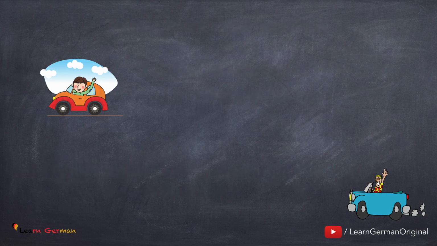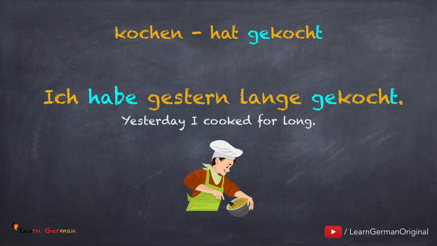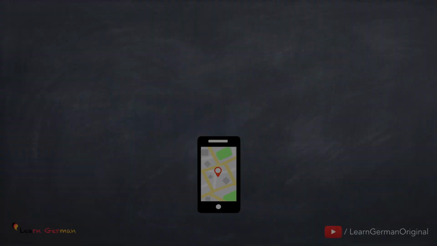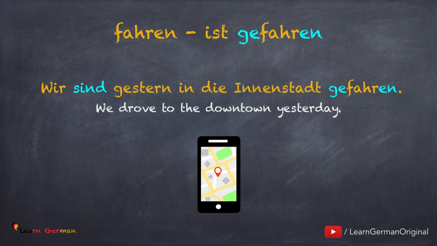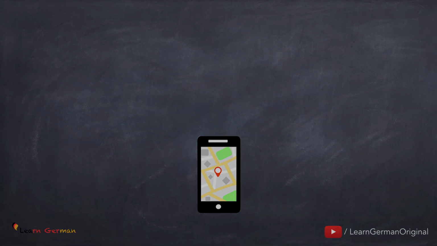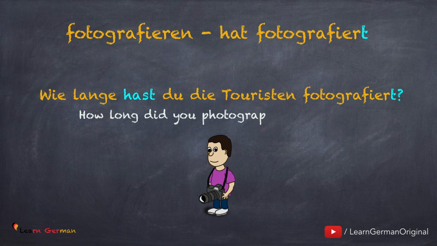Now let's learn how to form the Partizip II of various verbs. Let's first go through a few examples in Perfekt. And here's the first one. Kochen hat gekocht. Ich habe gestern lange gekocht. The next verb is fahren. Ist gefahren. Wir sind gestern in die Innenstadt gefahren. If you notice, the Partizip II is formed by adding ge to the verb. But not always, like in the next example. Fotografieren hat fotografiert. Wie lange hast du die Touristen fotografiert?